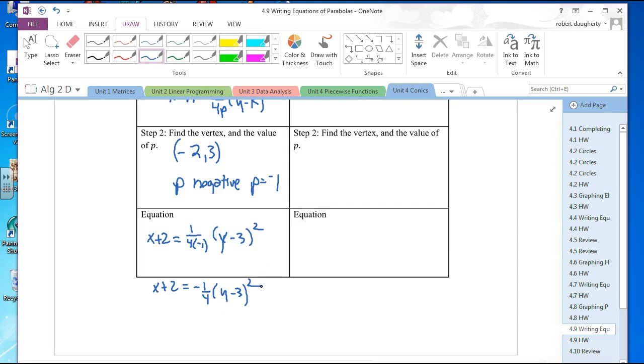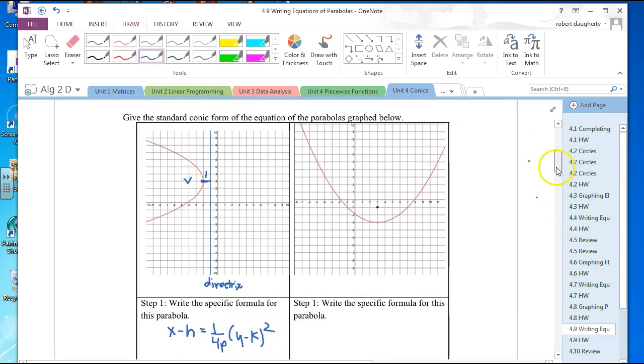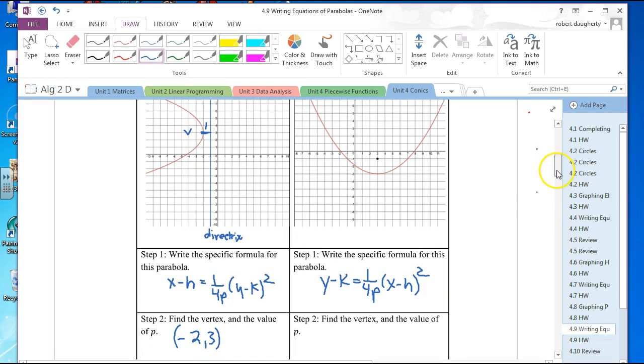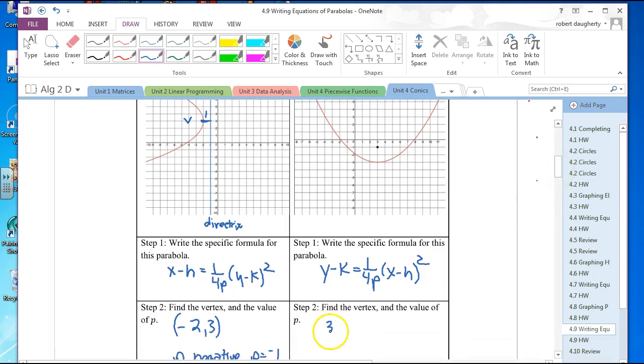So let's look at the next one. What would be the specific formula that I'll use for this one? Yeah, y minus k equals 1 over 4p times what? X minus h squared. What is the vertex here? Yeah, 3, -3. Is p going to be a positive or a negative number here? Positive, because it opens up.